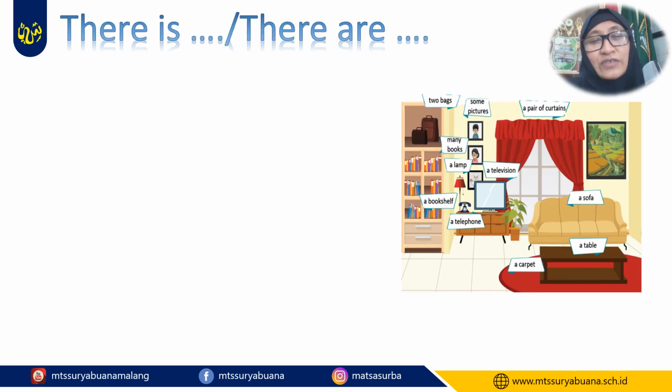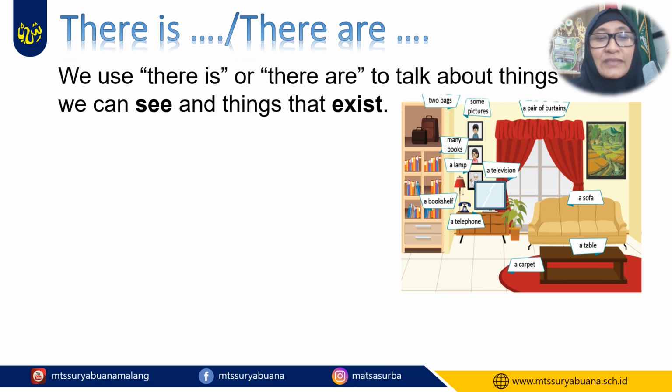Well, in the description, we use there is and there are so many times. Now let's see the language feature of the description here. That is the use of there is and there are. Right, we use there is or there are to talk about things we can see and things that exist. Okay, here in the living room, we see many things, right?